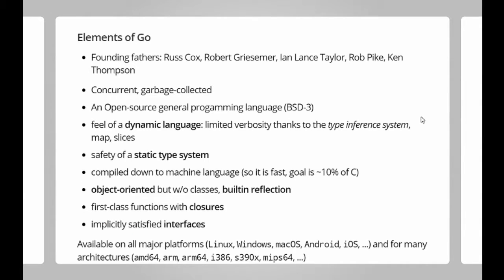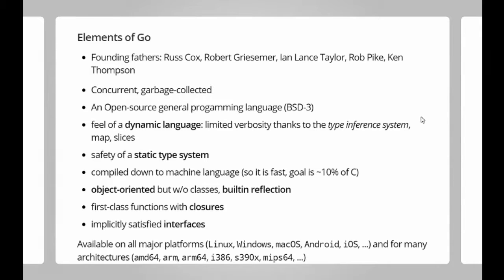So these founding fathers here, and I might also add Ian Lance Taylor, who's a GCC guru, who provided a GCC front-end to Go. When you have GCC, you can actually compile Go. Go is also a concurrency-oriented language, hence the title of the presentation. Go is also garbage collected, so you don't have any more memory leaks. It's also open source, and a very general programming language. It also has the feel of a dynamic language and the safety of a static type system.